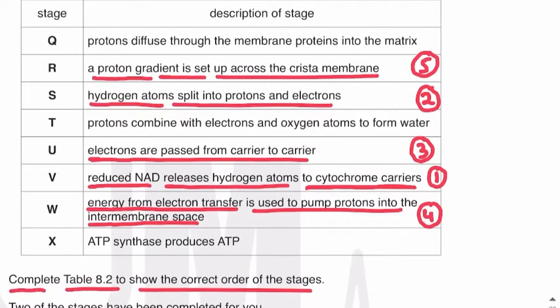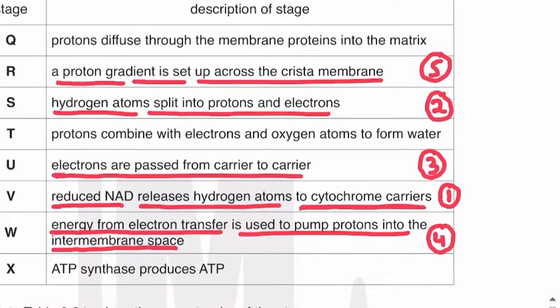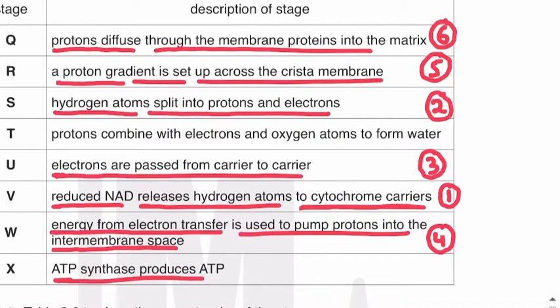Then protons diffuse down the concentration gradient through the membrane proteins, or we can say ATP synthase, into the matrix. That is the sixth stage: protons return back to the matrix by diffusion. As the hydrogen ions diffuse back into the matrix from the intermembrane space, energy is released, which is used to make ATP, and the enzyme that catalyzes the formation of ATP is ATP synthase. So ATP synthase produces ATP. This is the seventh stage.